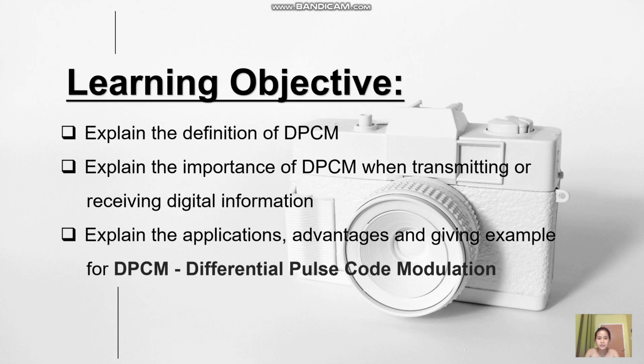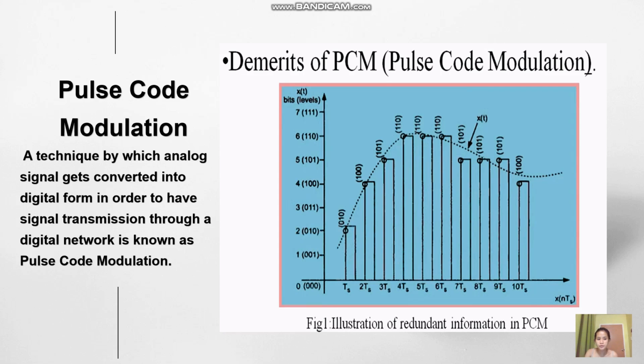So for the objective, of course, defining to you what DPCM means, and the importance of DPCM when transmitting and receiving digital information, as well as the applications, advantages, and giving an example for DPCM or differential pulse code modulation.